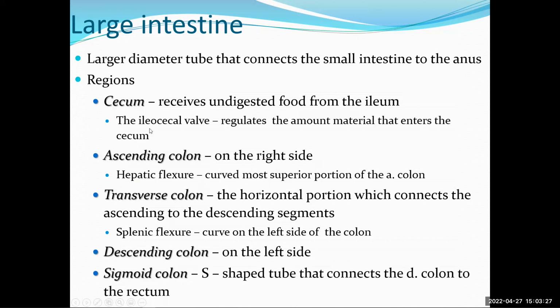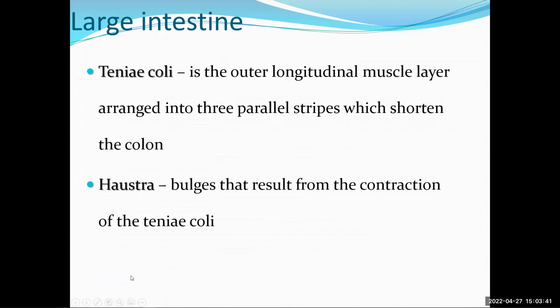The large intestine consists of the cecum, which is where it receives undigested food from the ileum itself. Then you have 4 parts, the ascending, transverse, descending, and sigmoid, so called because of their shape.